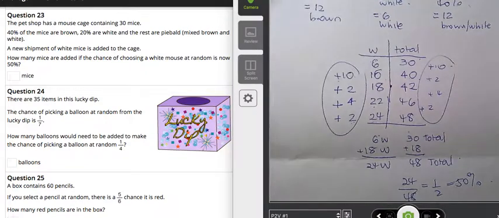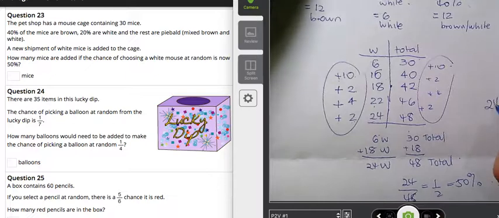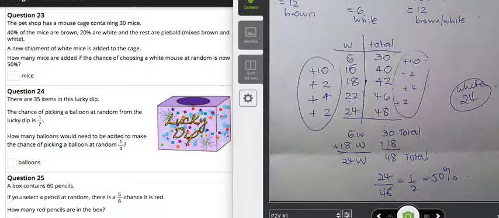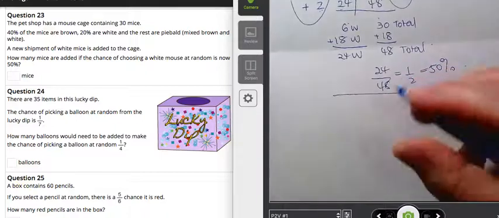So how many mice are added? It would be 24 white mice. Sorry, how many white mice? 24 white mice are added. Now that we have learned how to do equations.